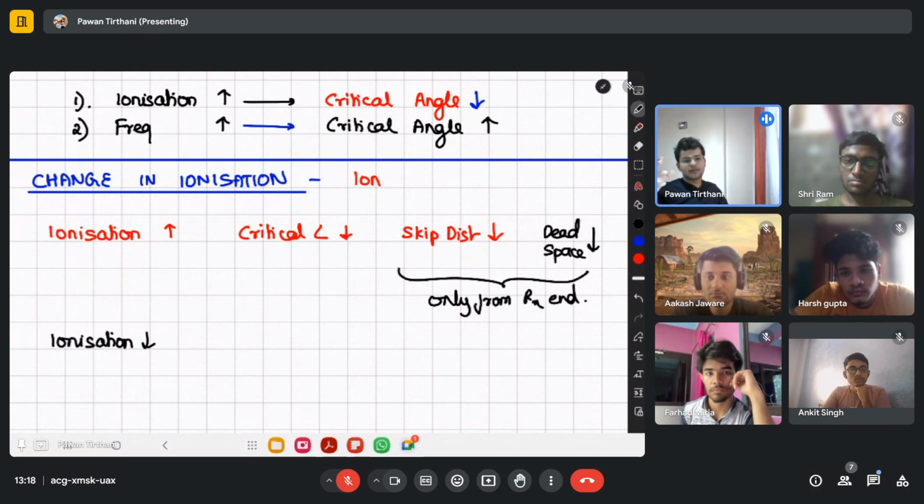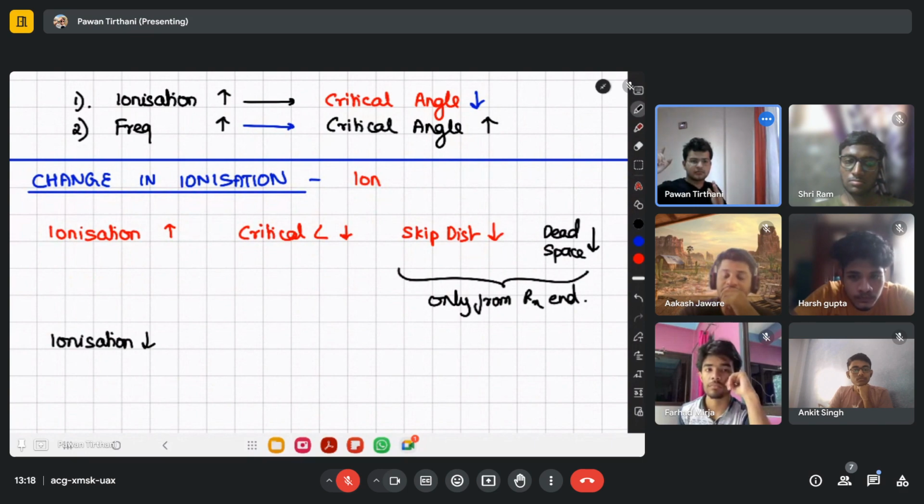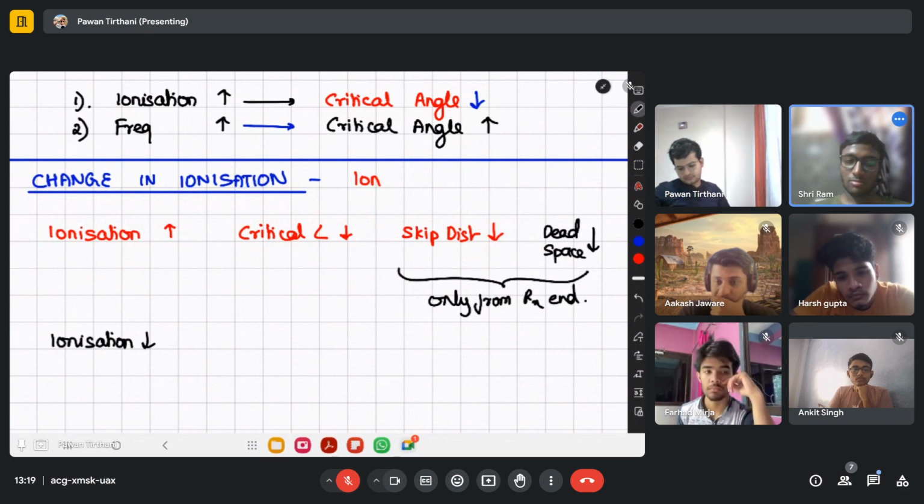Okay, so now if my ionization has decreased, can I ask the waves at very small angles to go down? No. They will end up penetrating me. Did you get it? Not get it? Some more clarity would be helpful. Okay.